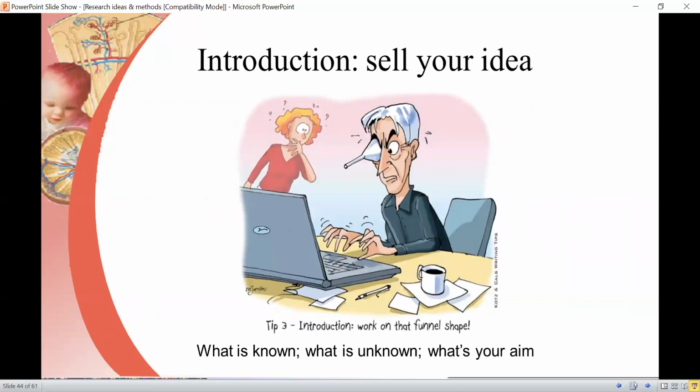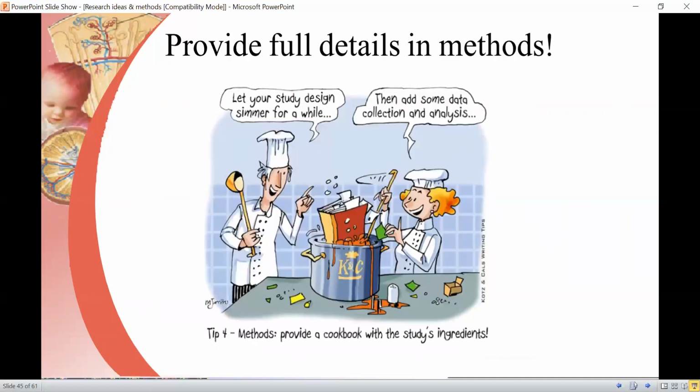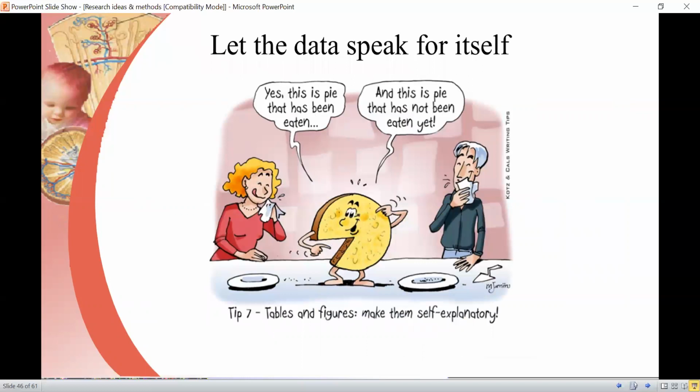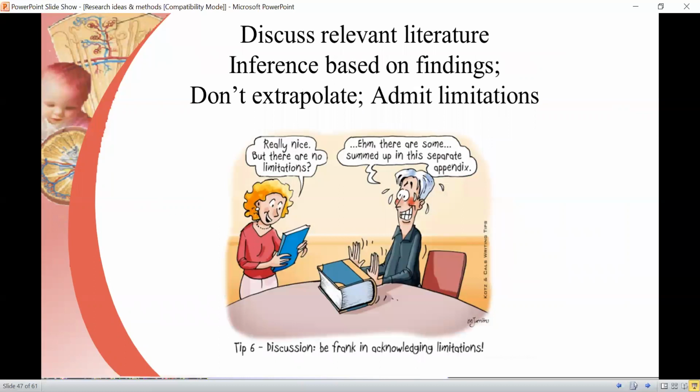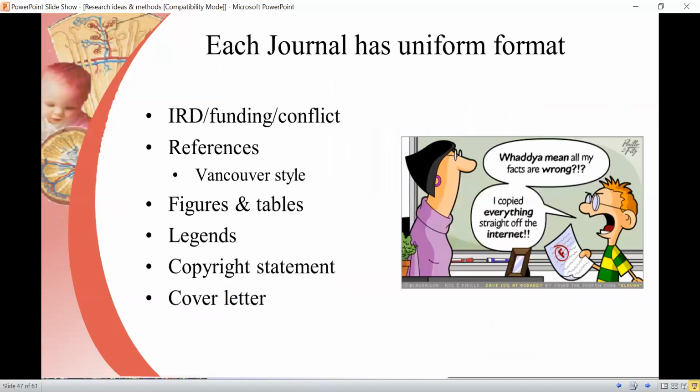So in the introduction, you are selling your idea: what is known, what is not known, what is your aim. And in the methods, you have to provide the full details. And in the results, you have to let the data speak for itself. And in the discussion, you have to discuss the relevant literature. And you have to tell what is your inference based on the findings without extrapolation, and admit the limitations.